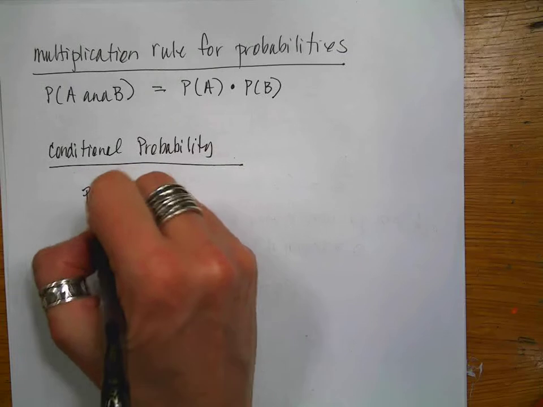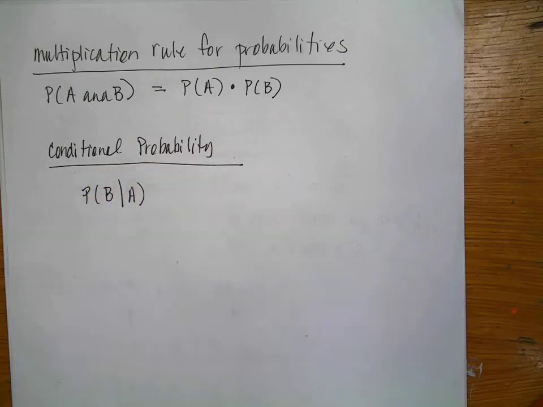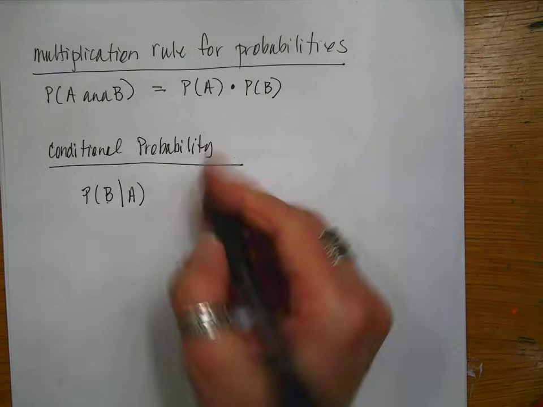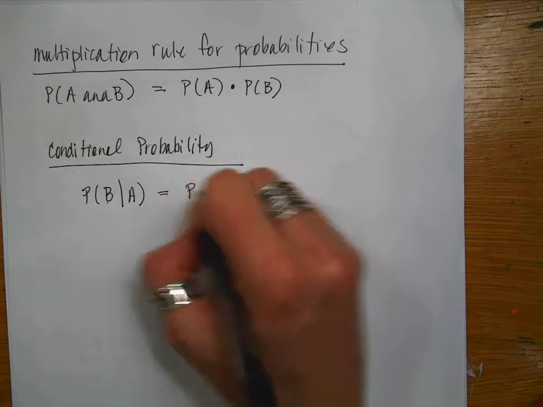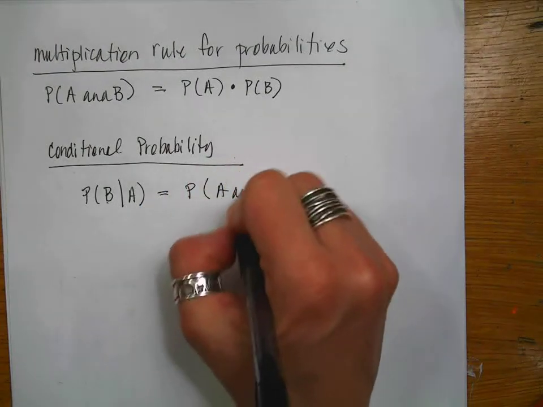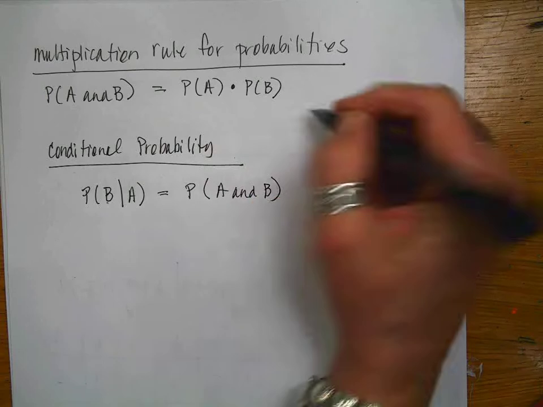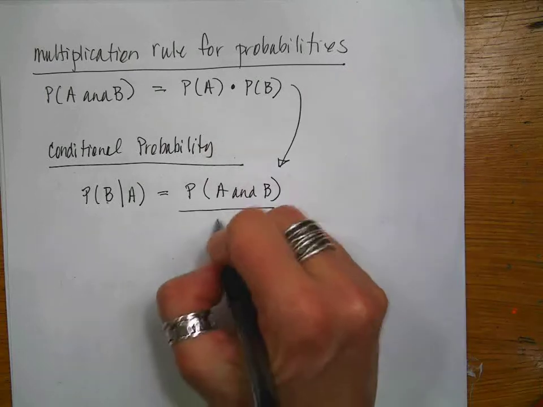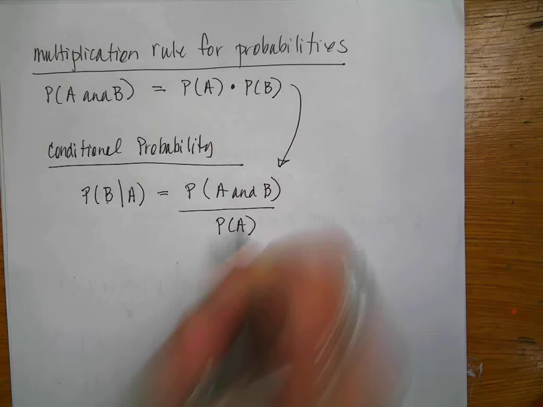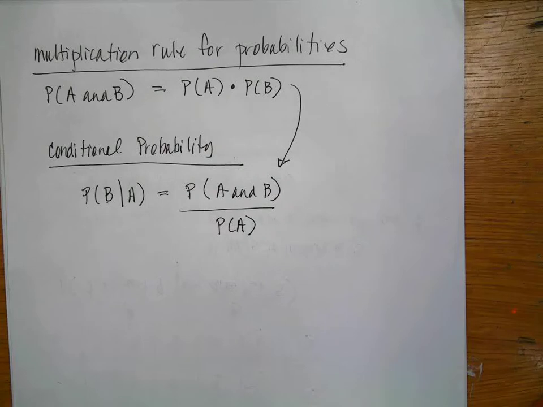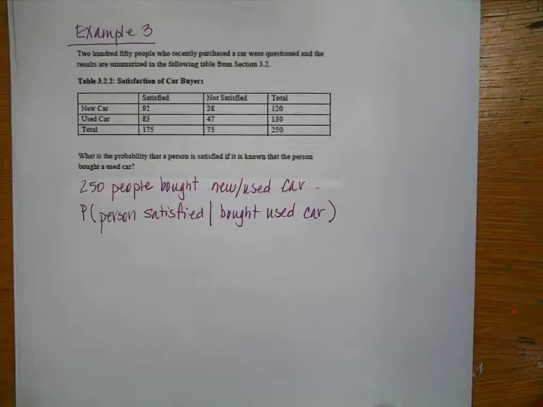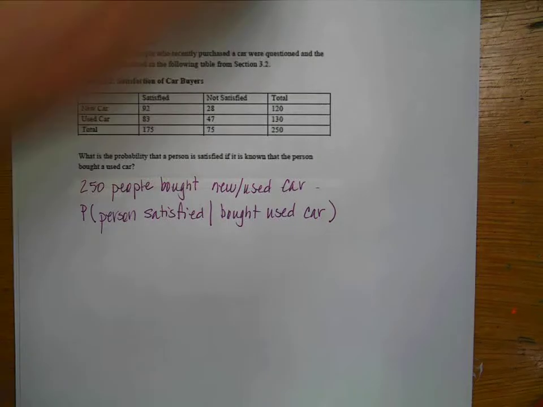So if I want the probability of B given A, notice that the order has changed. Instead of A coming first, now B comes first. This is going to be the probability of A and B, which is this right here, divided by the probability of A.